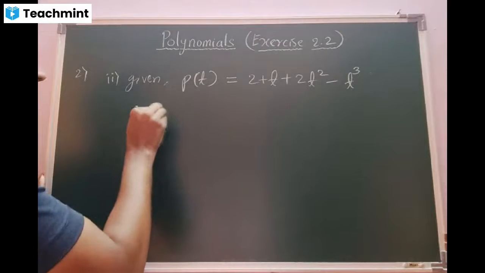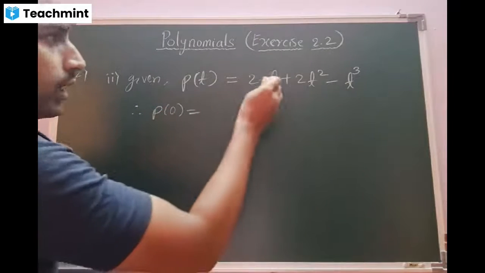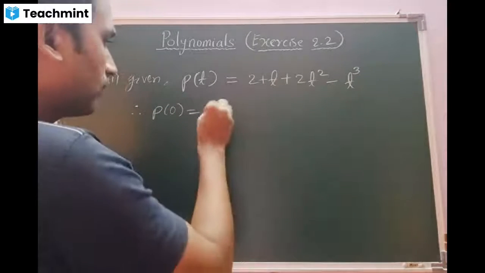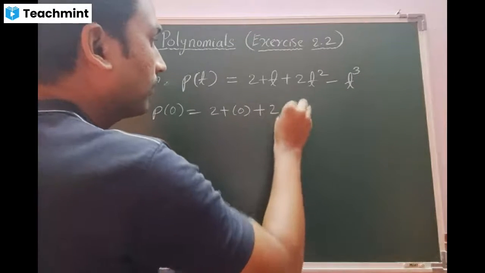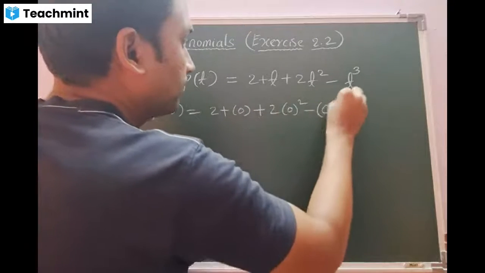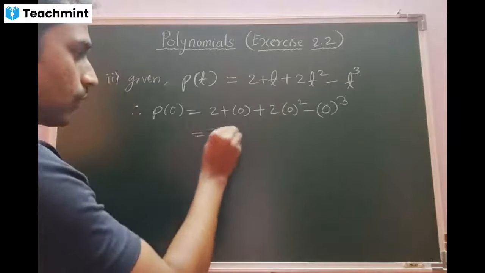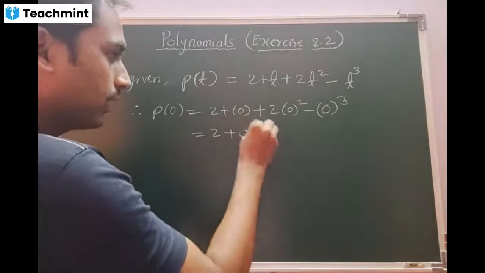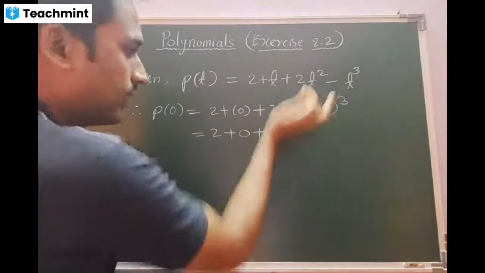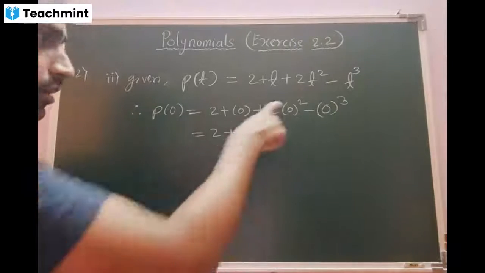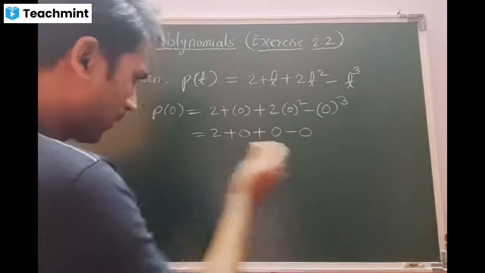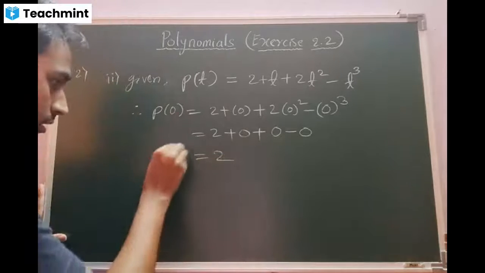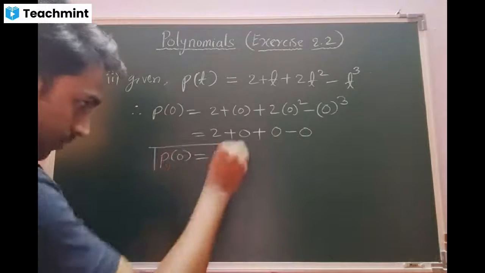Therefore, p of 0. Wherever t is there, you have to put 0. Let us solve it. 0 means 0 only. 2 into 0 is 0. I'll write 0 directly. Minus 0. Everywhere 0 is coming. What is the final answer? 2. Yes, better.